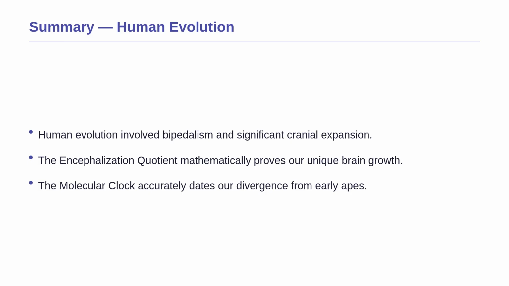To wrap up our lecture, let us review the key takeaways. First, the journey from Dryopithecus to Homo sapiens is defined by major biological adaptations, most notably walking upright and a massive expansion of the brain. Second, we do not just guess at these changes. Tools like the encephalization quotient allow us to mathematically prove and measure this unique cognitive growth. Finally, the molecular clock uses genetic mutation rates to accurately date when our lineage split from other apes.